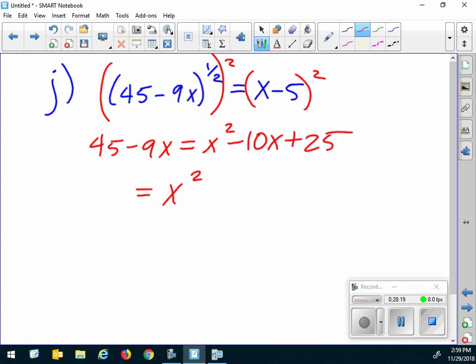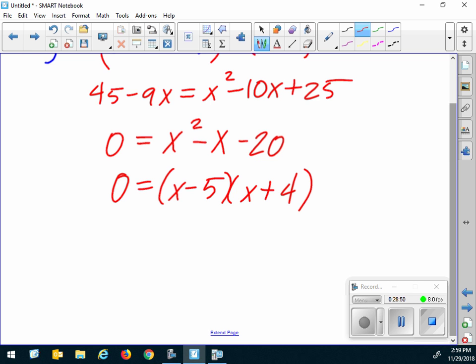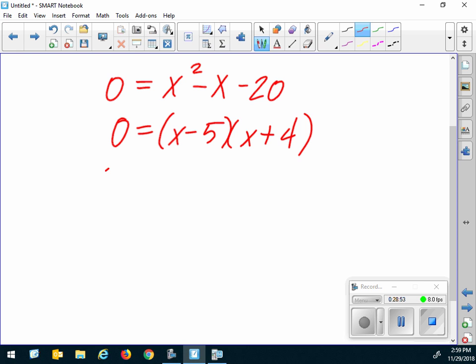Okay, how are we going to move everything to the right side? Let's deal with the x's first. Add 9x, so we're going to get, good. Help me out. Minus 5 plus 4. So x equals 5 or x equals -4. You indeed have to check.